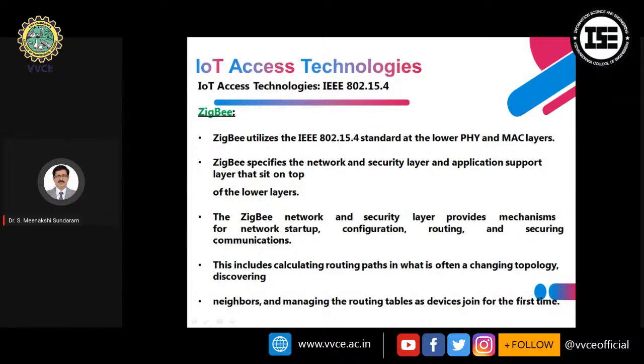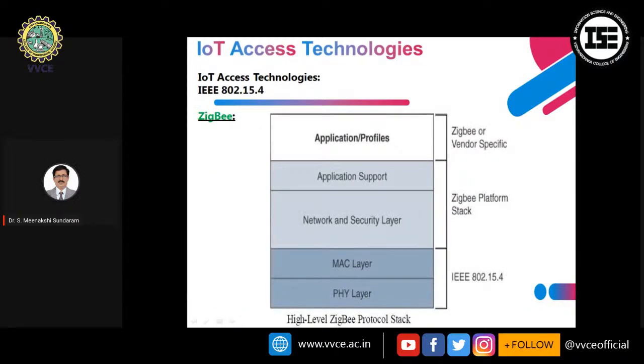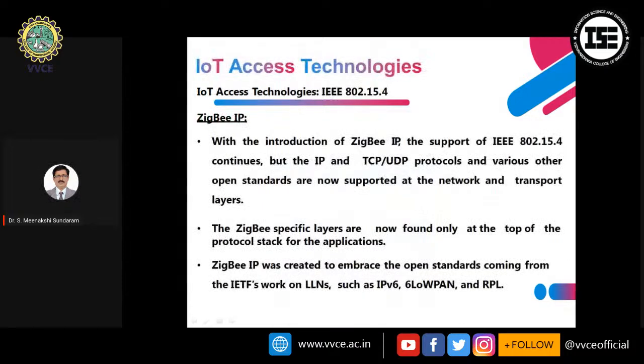So ZigBee utilizes the IEEE 802.15.4 standard at the lower physical and MAC layers, and we'll actually go to the protocol stack. So the high level ZigBee protocol stack: 802.15.4, which includes the physical and MAC layer. Then the network and security layer, application layer, which is included in the ZigBee platform stack. And similarly, the applications or profiles in ZigBee, which are all vendor specific for applications.